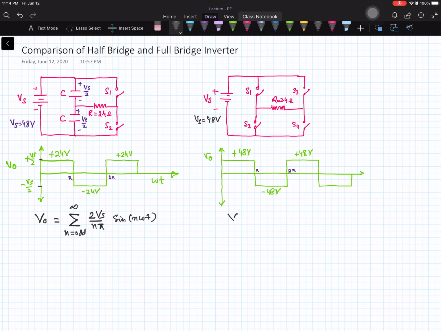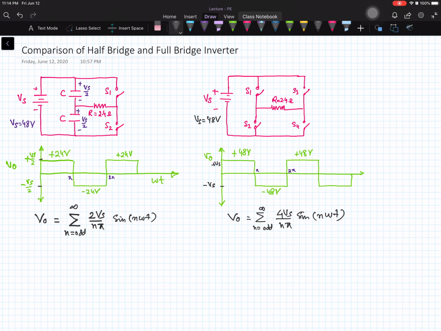However, in the case of full bridge inverter, our output voltage varies from minus Vs to plus Vs, and we have double voltage in the full bridge inverter. So its Fourier series representation will be like this, for all odd harmonics, 4 Vs by n pi into sine of n omega t.